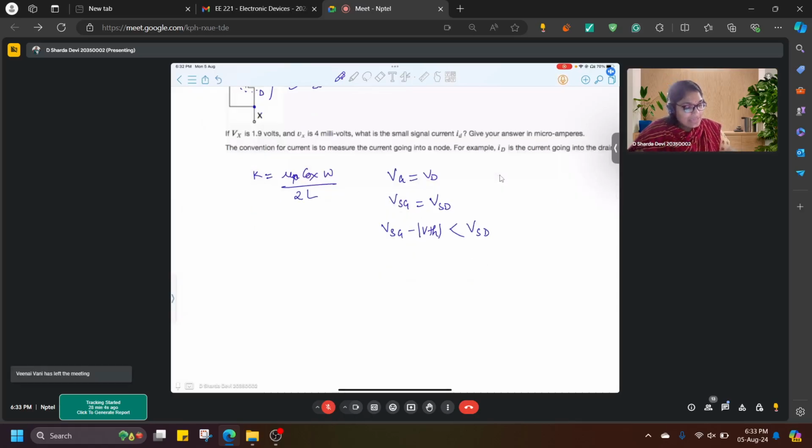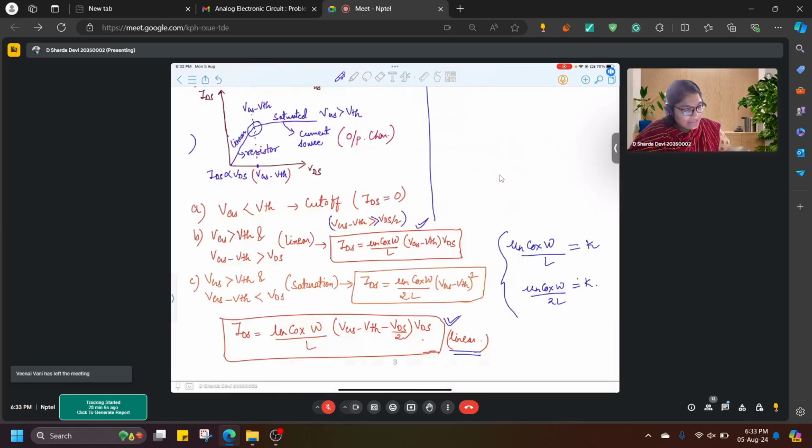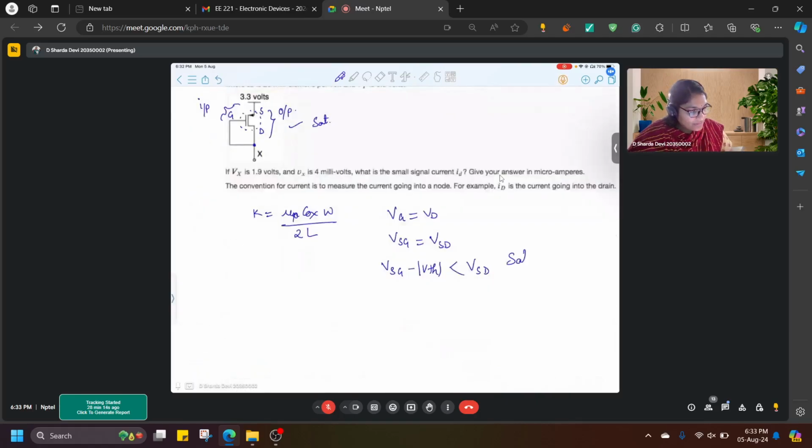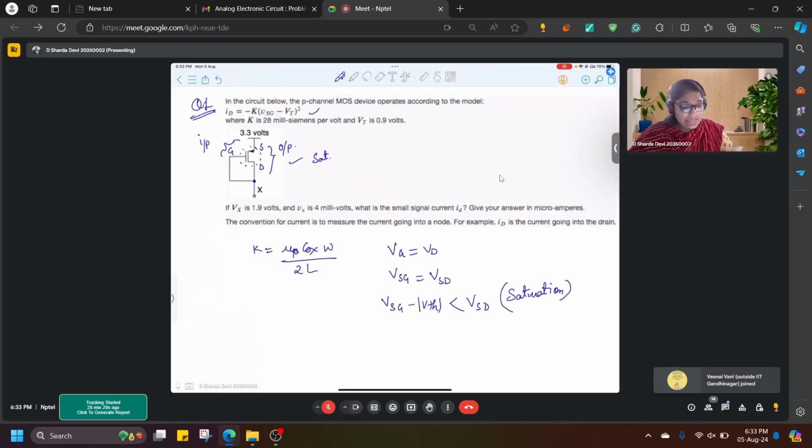So from this condition, what is the conclusion? See, VSD is always greater than VSG minus mod of VTH. So that means it is in saturation. Even if the formula was not given, we could still identify that the transistor is in saturation.